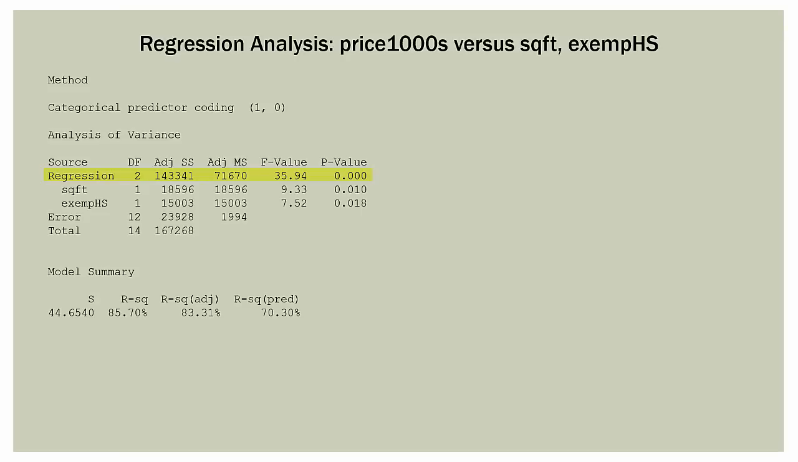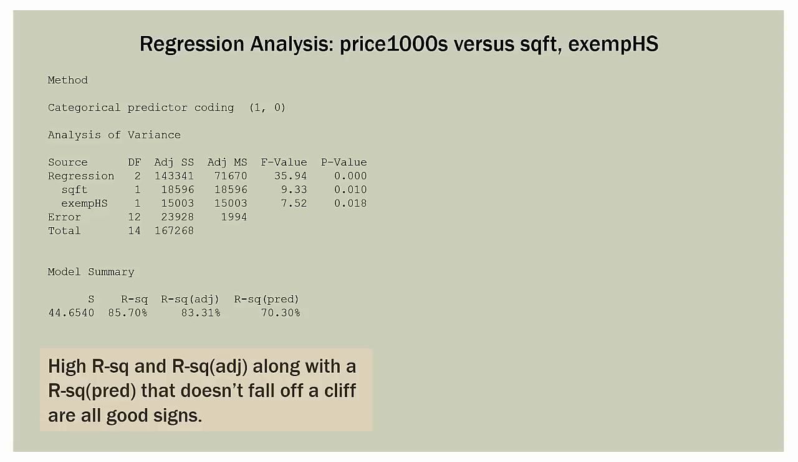Now we look down here at the bottom, our model summary. We have an R squared of 85.7, an R squared adjusted of 83.31, and an R squared predicted of 70.3. So a high R squared and high R squared adjusted, along with an R squared predicted that doesn't fall off a cliff. Remember in part 3 I mentioned that even if we have a high R squared and a high R squared adjusted, and then our R squared predicted just goes crazy low, like off a cliff, say, 50%, then we would be concerned. Our regression equation is not doing a good job at predicting. So everything here looks good.